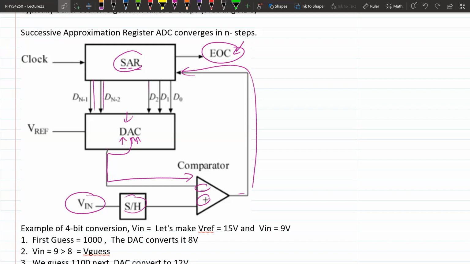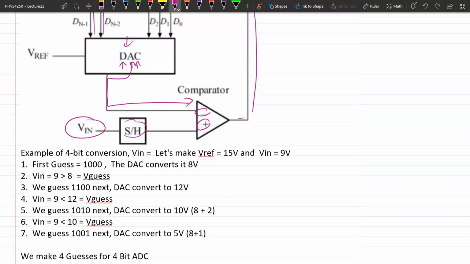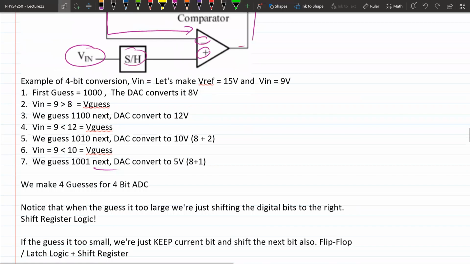So, yeah, I think we already kind of did this. So I guess I could have just read through this instead. Okay. So we made 4 guesses to do the 4-bit conversion. But each guess is actually not a single clock cycle.